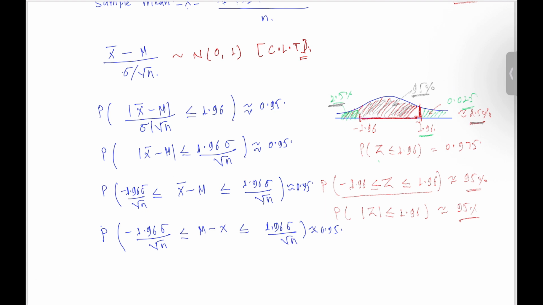Now what we can do, we can add this plus x plus x plus x, so we just want to have this mu, right? So overall we will have x bar minus 1.96 sigma divided by root n less than mu less than x bar plus 1.96 sigma divided by root n.